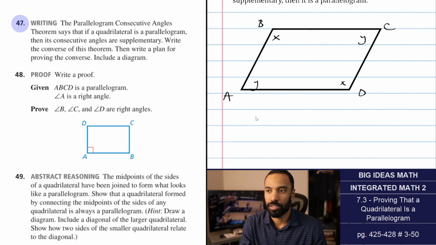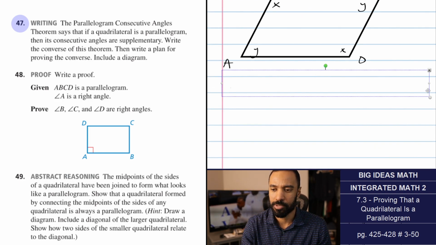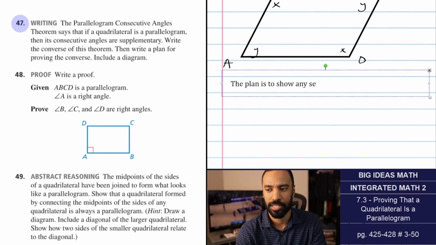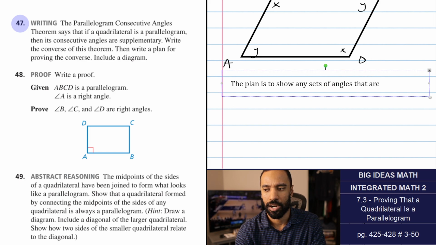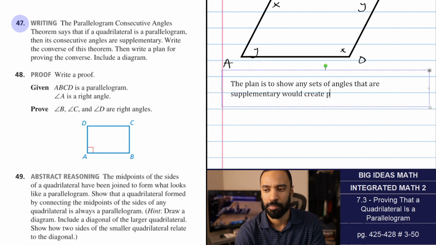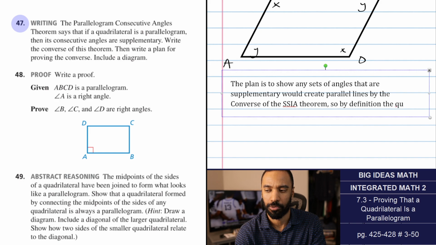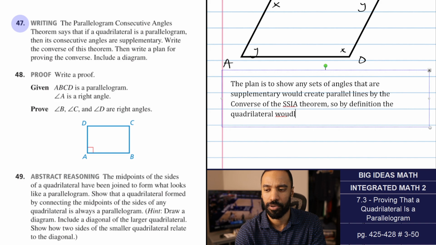So my plan is the same side interior angles bit. The plan is to show any sets of angles that are supplementary would create parallel lines by the converse of the same side interior angles theorem. So by definition, the quadrilateral would be a parallelogram. Yeah, so I don't know if that kind of works. It seems to. That's how I'm kind of stating it.